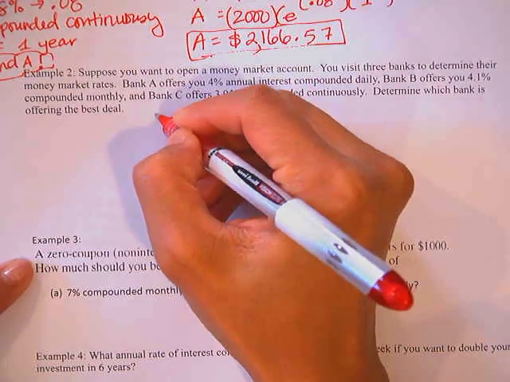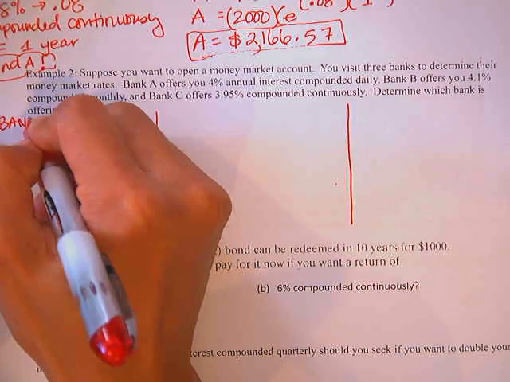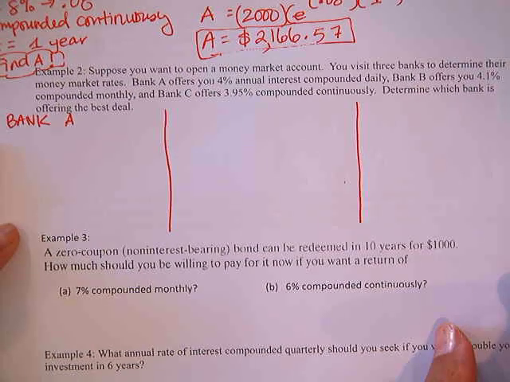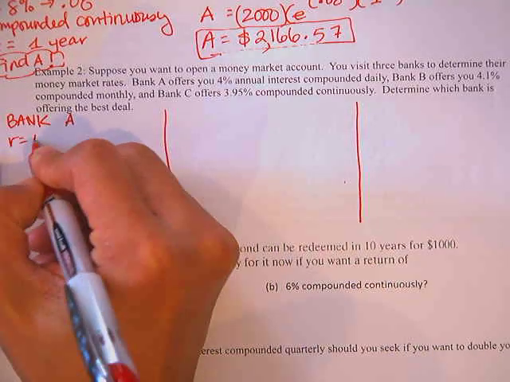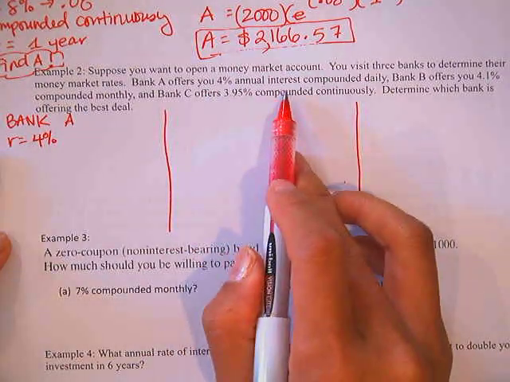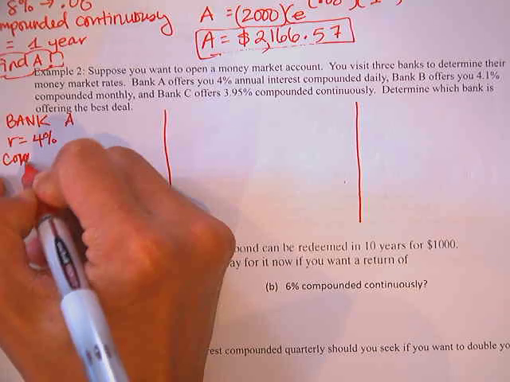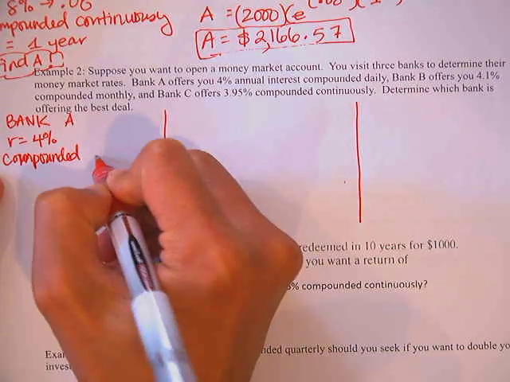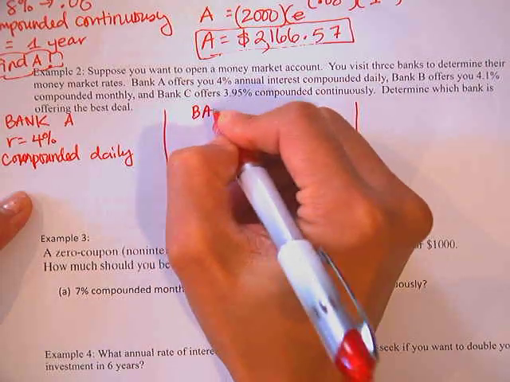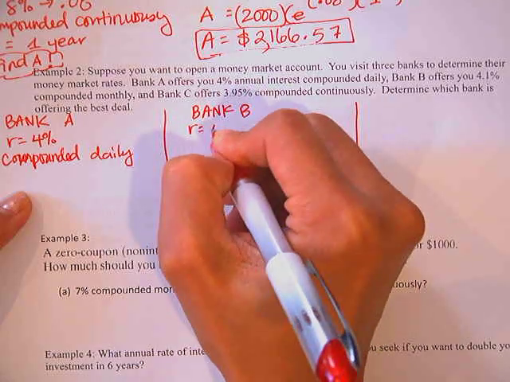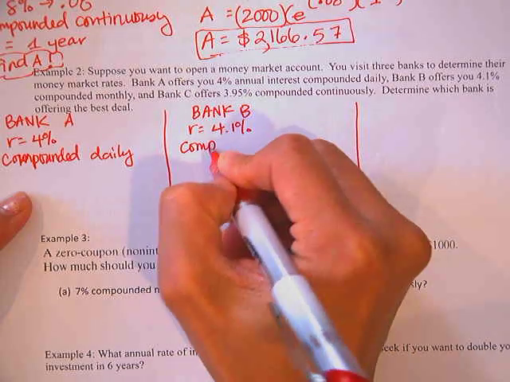So let's divide up our papers into 3 banks, okay? Bank A. Anytime you have multiple things going on, organize yourself. Bank A offers you 4% annual interest rate compounded daily. So I'm going to spell compounded daily. Bank B offers you 4.1%. Bank B, r equals 4.1%, compounded monthly.